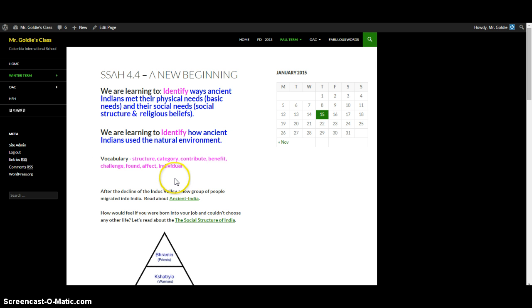Here's your vocabulary for this particular activity: structure, category, contribute, benefit, challenge, found, effect, and individual. Please add those to your AWL list. Okay, let's begin.